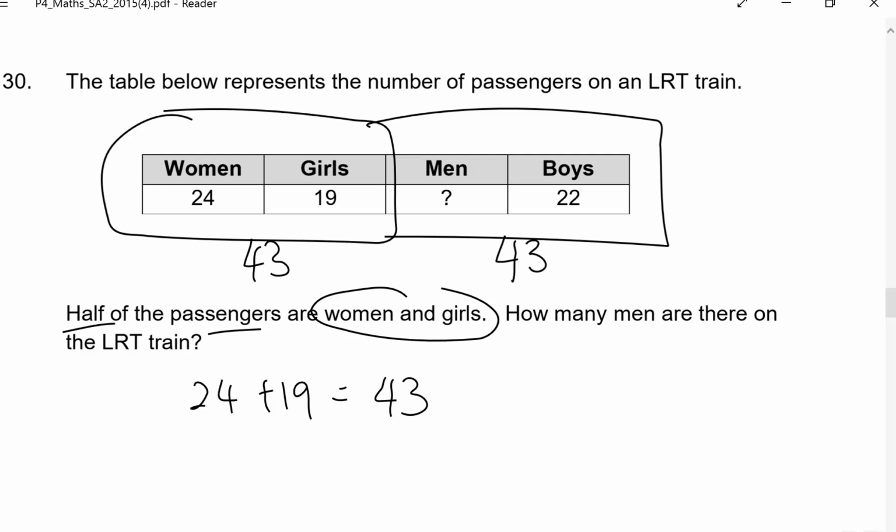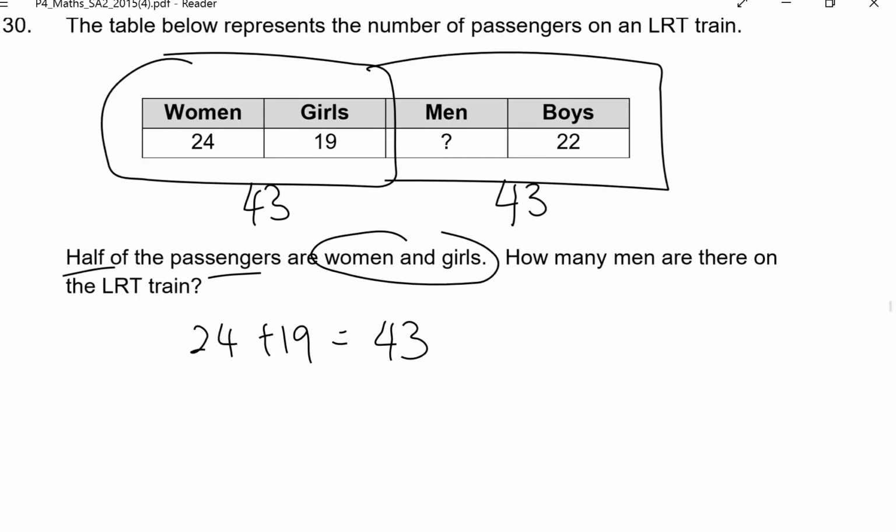So girls make up half, which is 43. So the total will be 43 times 2. Alright, how many men are there? Now, the total is 43, but you only want to find out men, right? So there are 22 boys, 43 men and boys. So 43 minus 22 is going to get me 21.